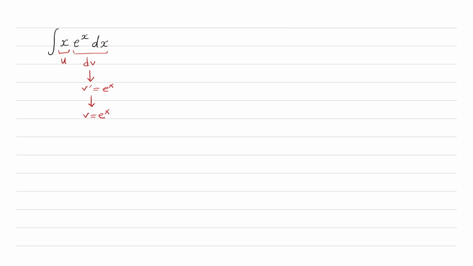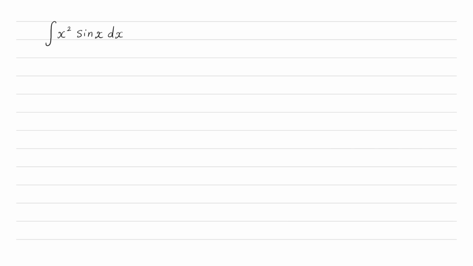So if we use this, we get uv, which is x e to the x, minus the integral of v du, which is e to the x. Du is just dx, because u is just x. Now we have a very simple integral. The integral of e to the x is e to the x plus a general constant of integration. Let's see another example.